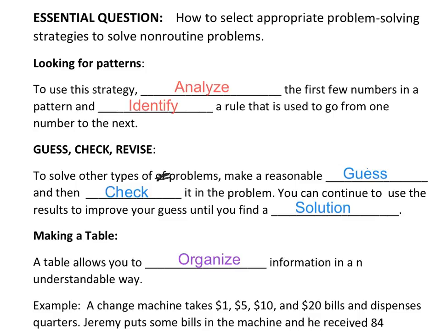So guess, check, and revise is simply you make an educated guess, a reasonable guess, and you check your answer. And if it makes sense, then you can continue. If it does not, it's incorrect, then you need to go back and revise to make sure you get the correct solution. Then the next one is making a table.